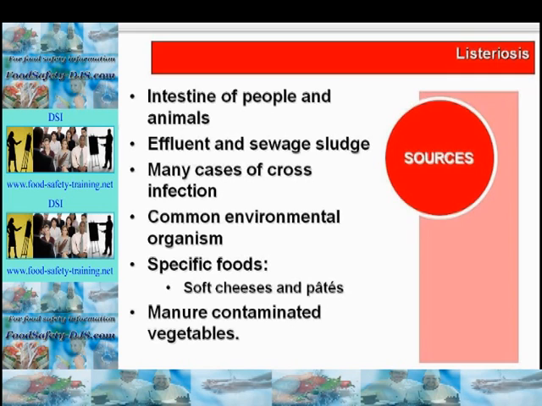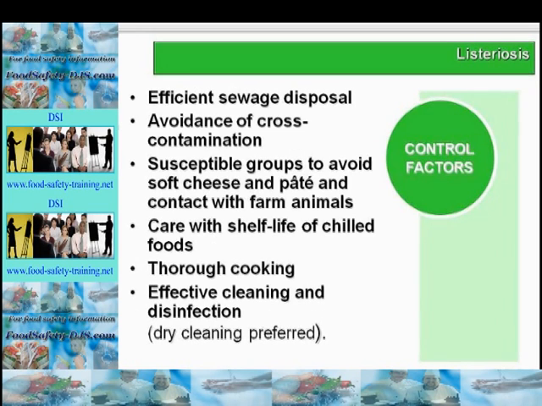It's possible, however, on most foods, especially manure-contaminated vegetables. So again, if you do use vegetables raw, make sure you wash and scrub them well before use. Control factors for listeriosis include the efficient disposal of sewage, avoidance of cross-contamination, susceptible groups to avoid soft cheese and pate, and contact with farm animals, care with the shelf life of chilled foods, thorough cooking, effective cleaning and disinfection, and dry cleaning is preferred.